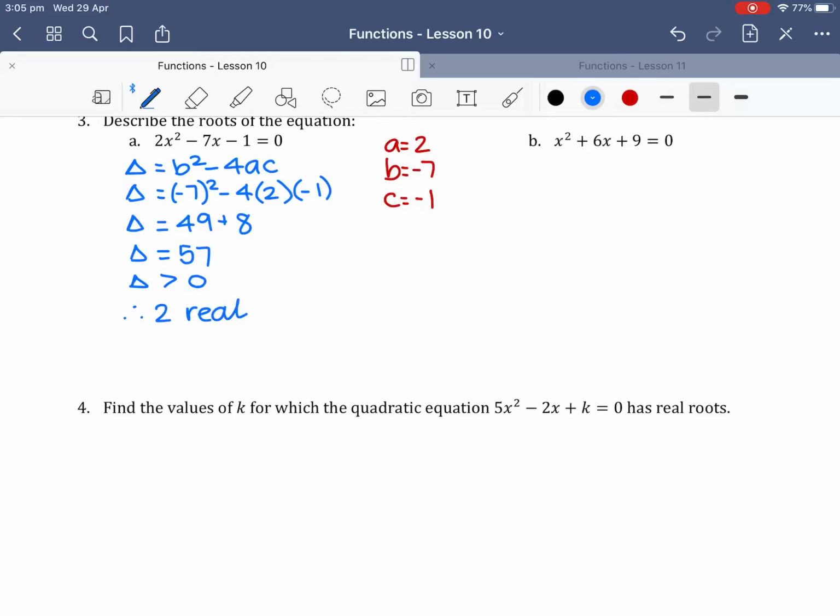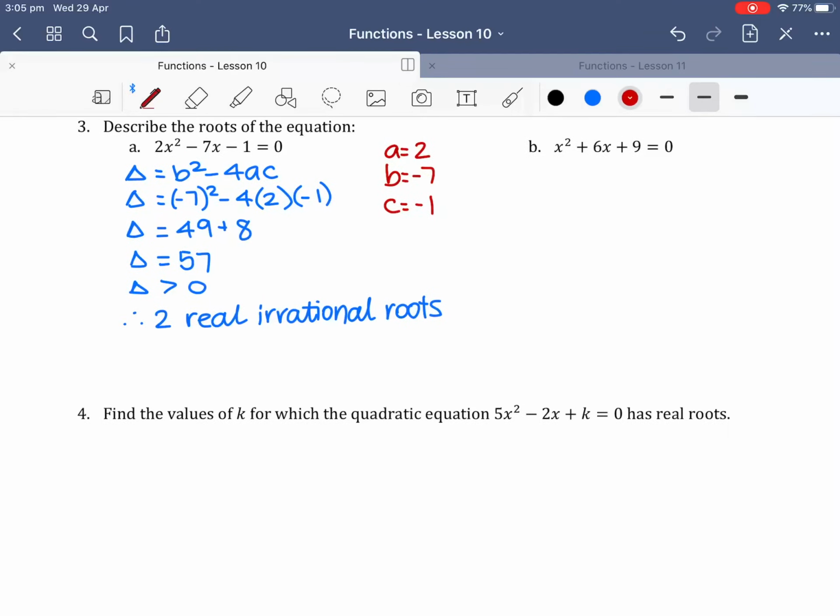Now because we have 2 real roots, we need to state whether it's rational or irrational. So this one is irrational because we cannot square root 57 and get a whole number. If we could square root 57 and get a whole number, then that would be okay.